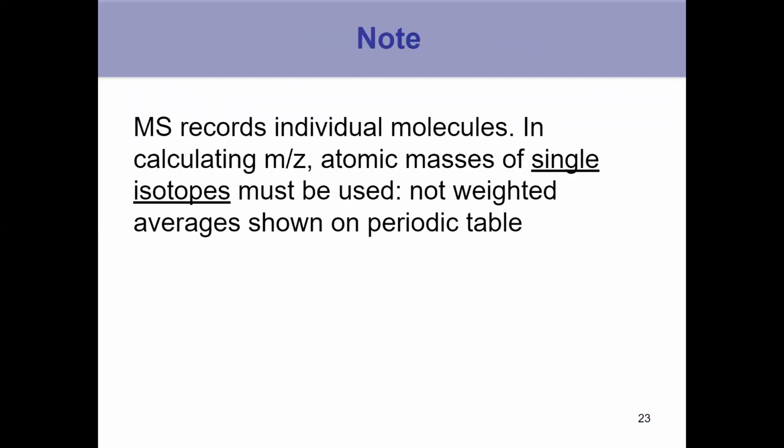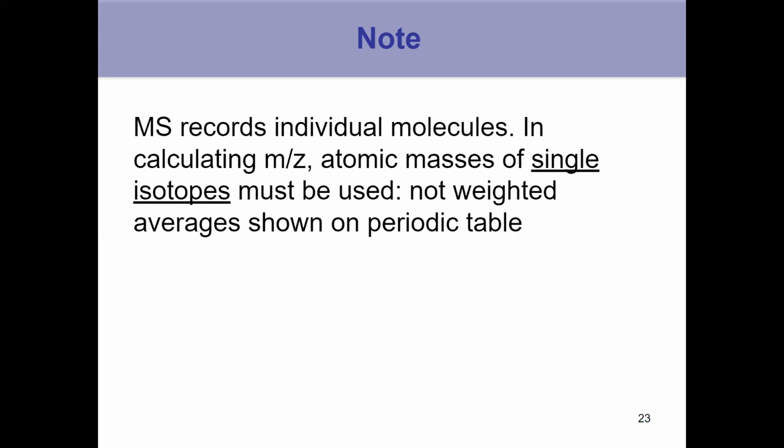And I mentioned this in the first video: mass spec is recording individual molecules, not an average. So when we're calculating an m/z, atomic masses of single isotopes are used. So we use whole numbers. If you look at the periodic table for chlorine, for example, it says 35.45, and so on. We don't use that in mass spec because no chlorine is 35.45 AMUs. That's the weighted atomic average. We would use 35 if it's chlorine 35, or if it's a heavy isotope, we would use 37.